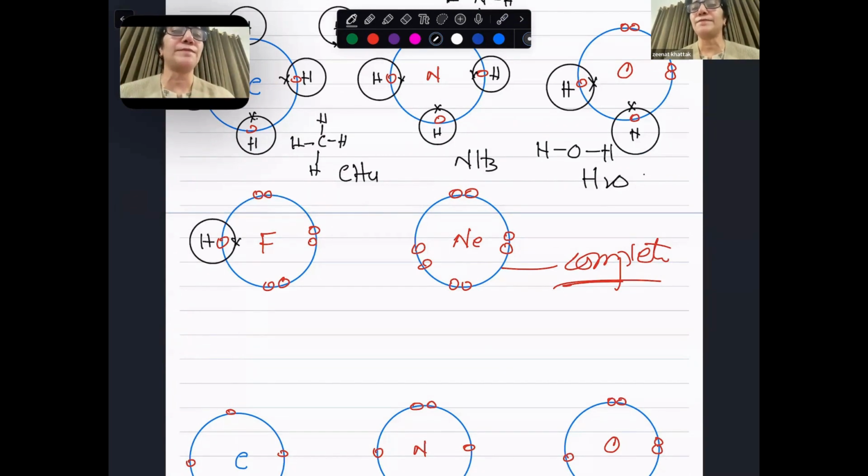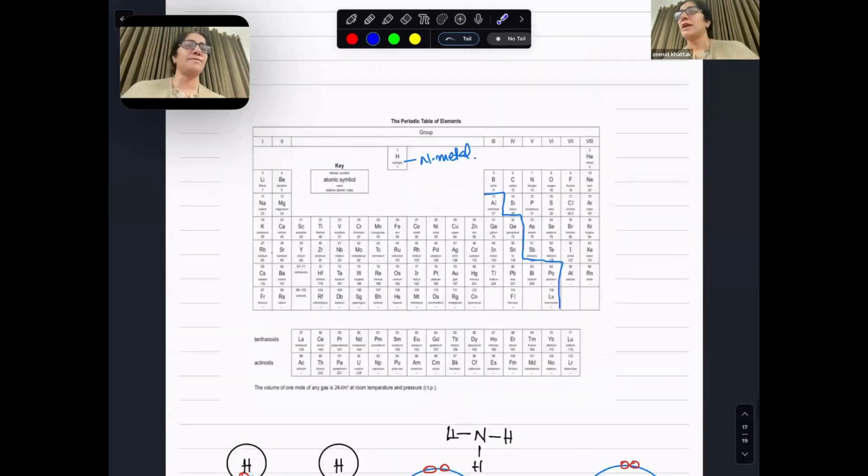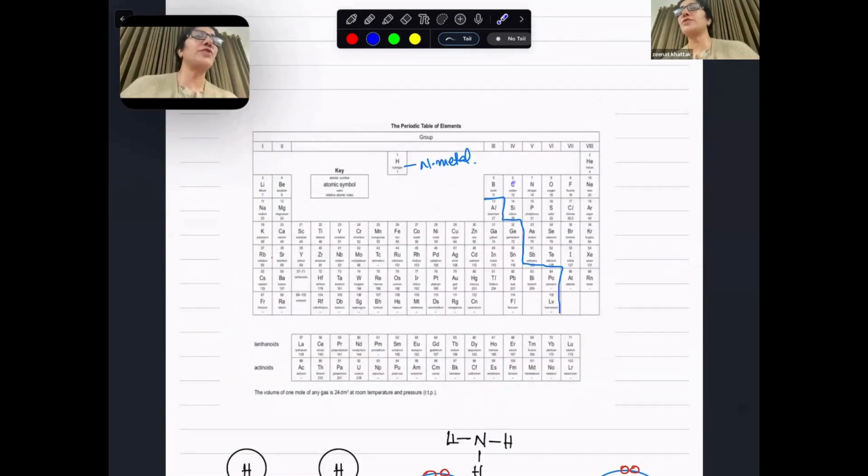Hydrogen needs 1. Does it need anything else? No. So how much hydrogen does it need? 4. So it would be CH4, SiH4, NH3. You need 4 hydrogen to complete. They need 3 hydrogen. They need 2 hydrogen. They need 1 hydrogen. So see, it's HF, HCl, HBr, HI.